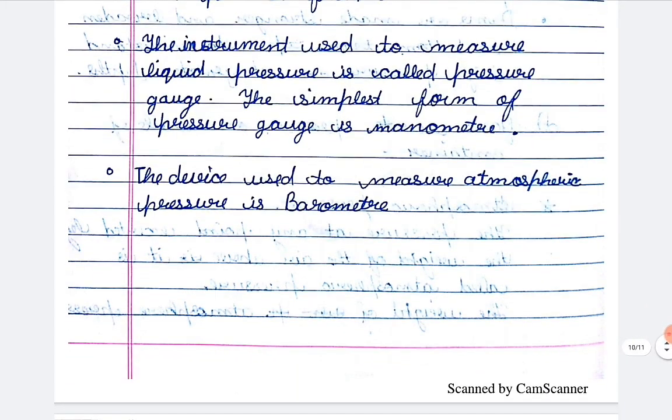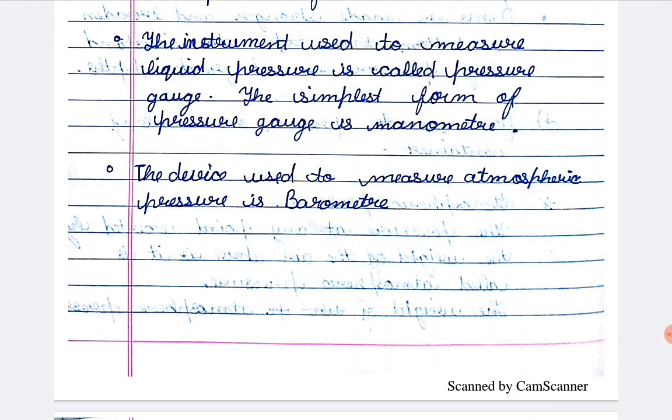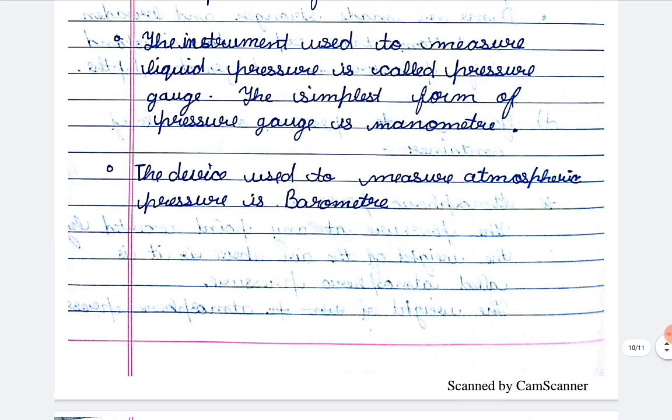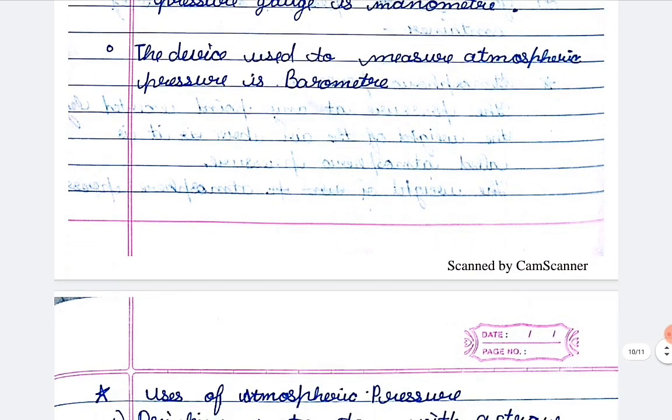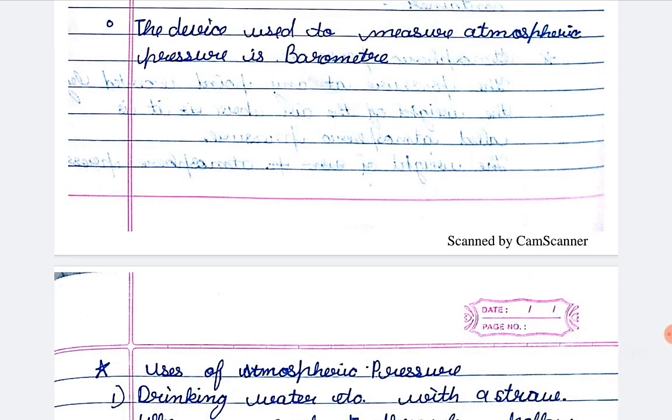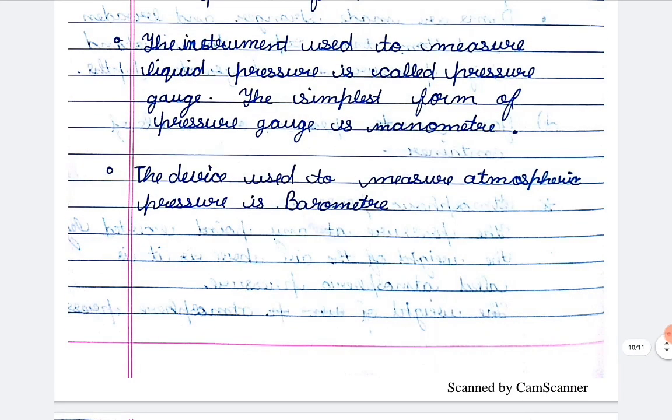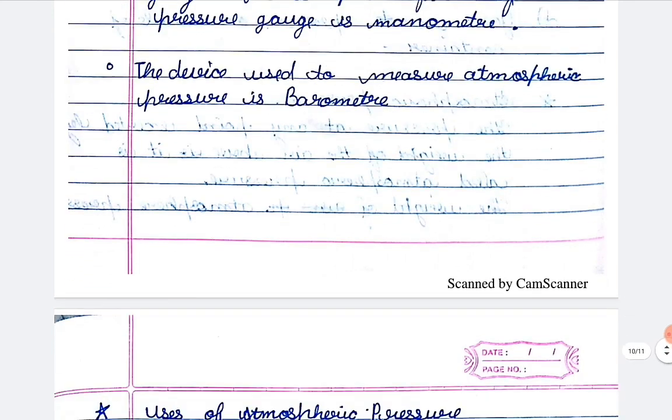Now, the instrument used to measure liquid pressure is called a pressure gauge. The simplest form of pressure gauge is the manometer. The device used to measure atmospheric pressure is called a barometer. So two are there: pressure gauge for measuring liquid pressure, barometer for measuring atmospheric pressure.